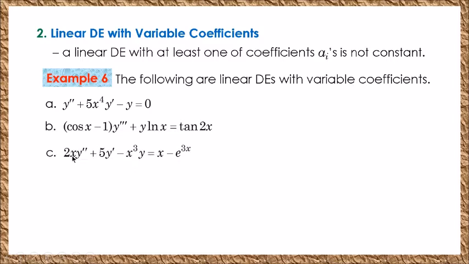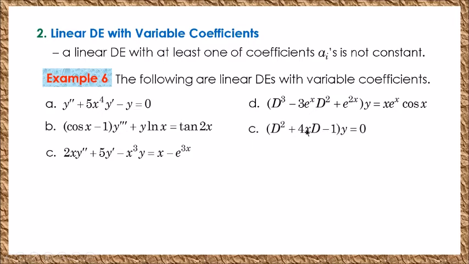So letter C, we have 2x for the coefficient of y double prime. So we have -x cubed. So there are two variable coefficients. So -3e to the x, e to the 2x. So still LDE with variable coefficients. So we have 4x. So this is LDE with a variable coefficient. So also for the last one.